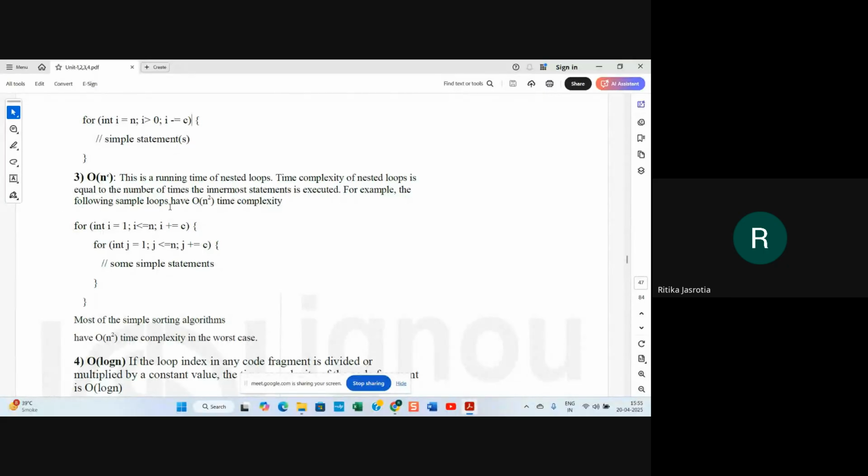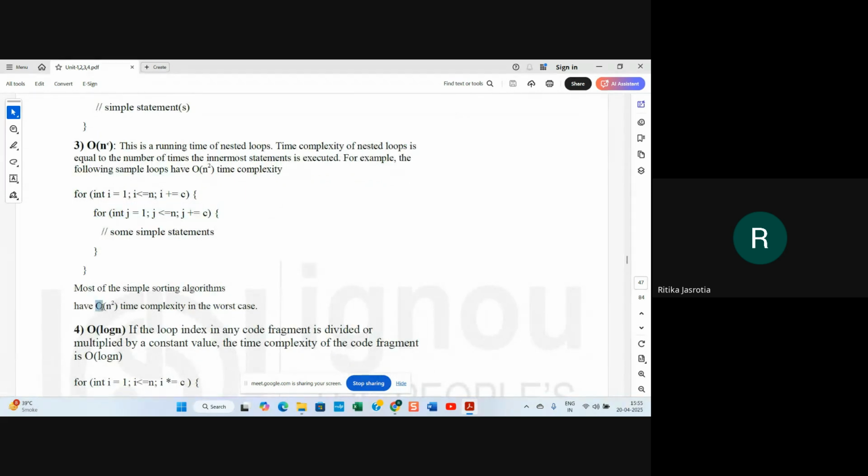For example, the following sample loop has O(n²) time complexity. First, this is the outer loop, then this is the inner loop. First, the inner loop will run, then the outer loop will run. So there are two loops, so your complexity becomes O(n²) in the worst case, right?